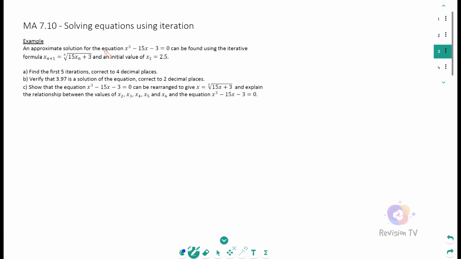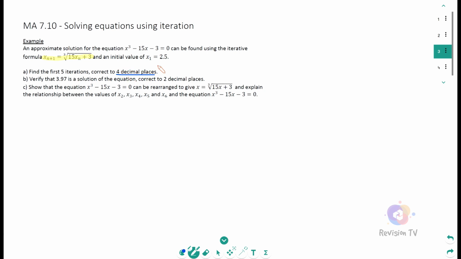An approximate solution for the equation, so there's a cubic equation, can be found using the iterative formula. So this is the formula. Okay, don't get mistaken. You're not using this one, you're using this one. So the one with the n plus 1 at the end. With an initial value of x1 equals 2.5. As I've told you, some questions like to use the initial value x1 rather than x0. So just be mindful of that. It doesn't really matter. Find the first 5 iterations correct to 4 decimal places. So you can round it to 4 decimal places.